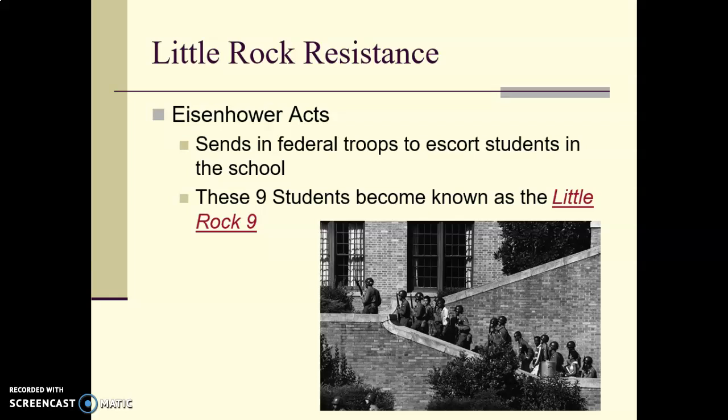And if you think your school is tough now in terms of your social standings, try being these kids and what they had to go through. So something to keep in mind.